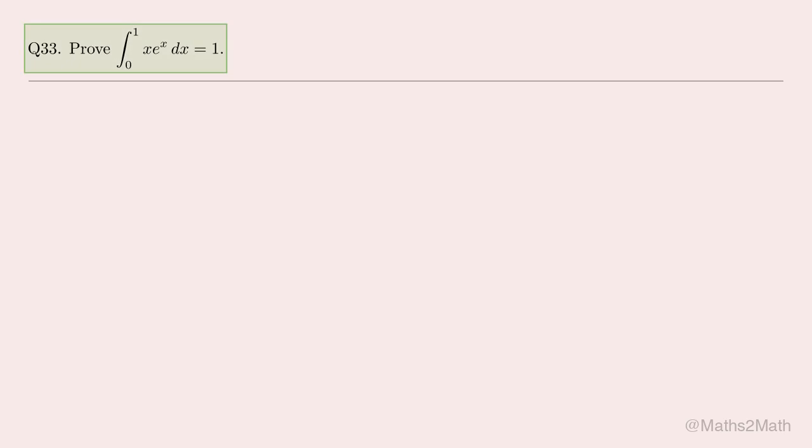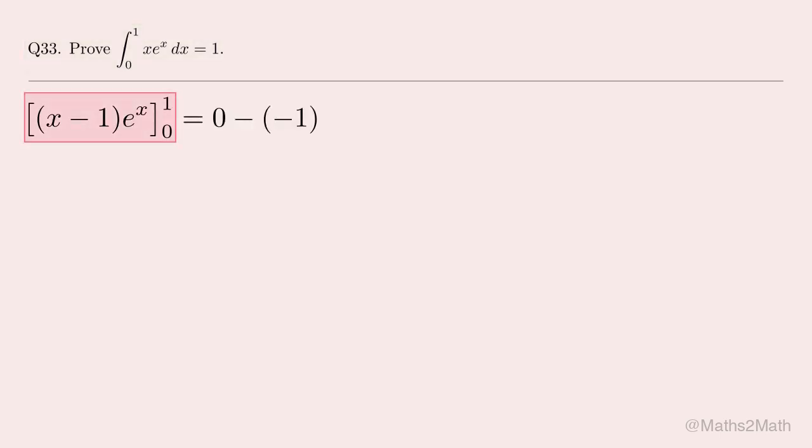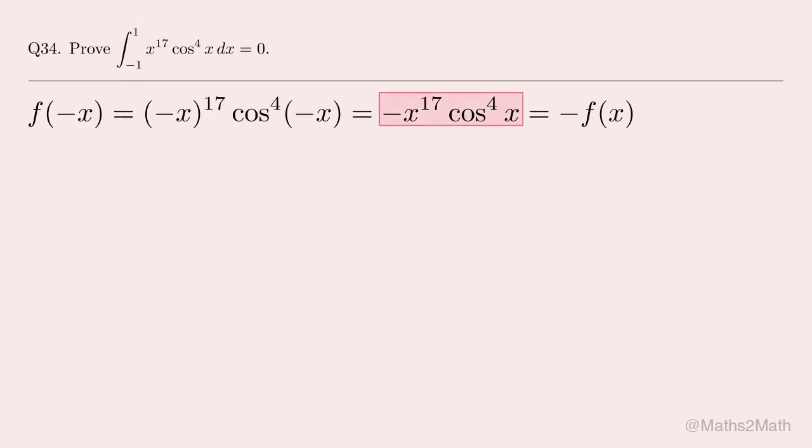Question 33. The parts classic on the unit interval, x minus 1 times e to the x, the antiderivative, and the endpoint values. Exactly 1. Question 34. Odd times even on a symmetric interval. No computation at all. X to the 17th is odd, cosine 4th is even, the product is odd. An odd function over minus 1 to 1 integrates to 0.